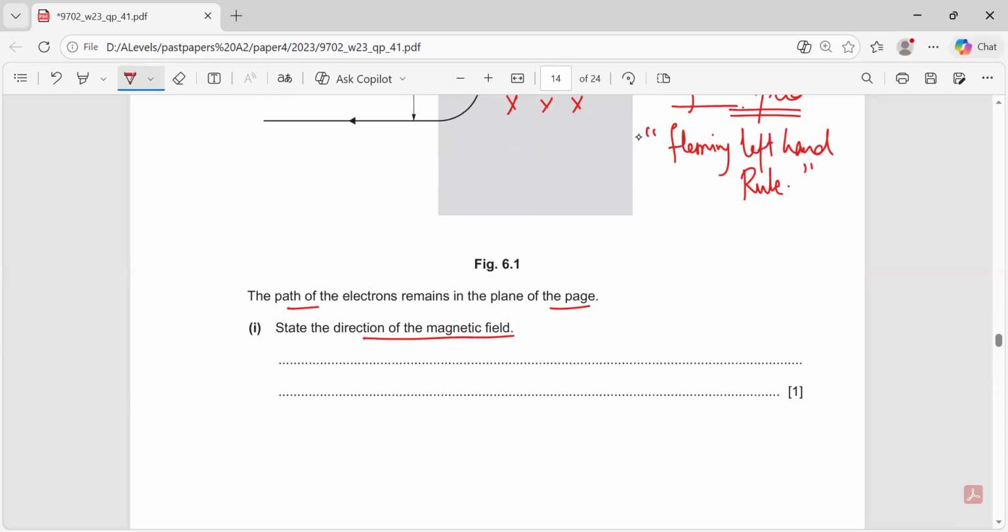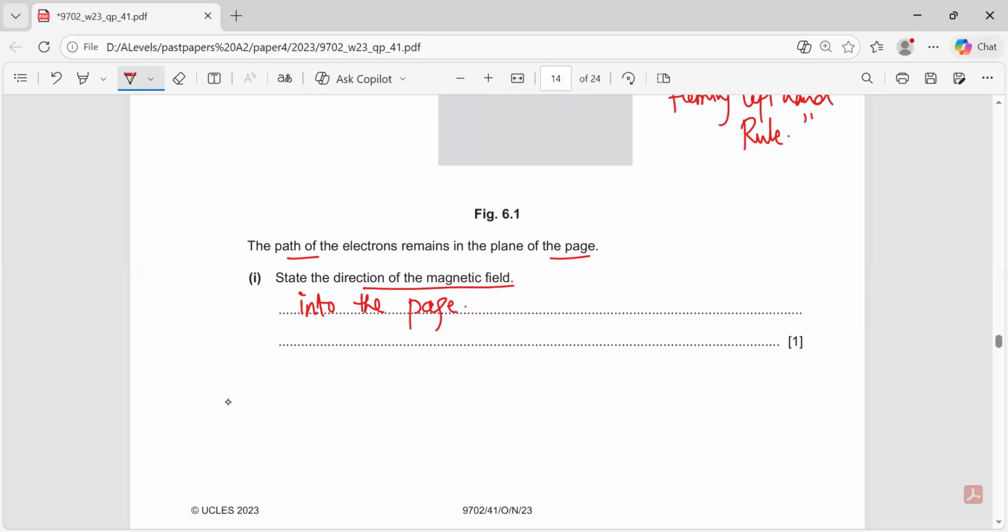सो व्हाट यू आर गोइंग टू राइट अबाउट दिस? वो कहता है स्टेट द डायरेक्शन, सिर्फ आपने बताना है कि वो कैसे है। तो आप सिंपली यहाँ लिख दोगे इनटू द पेज, राइट? मैग्नेटिक फील्ड इज इनटू द पेज। ठीक है, the direction of the magnetic field will be into the page.